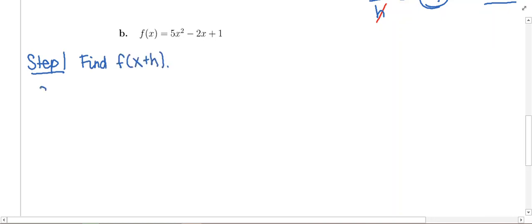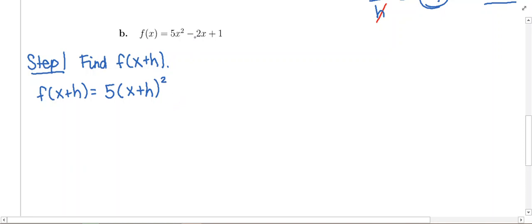All right, so f of x plus h is going to equal. We are going to go to our original function. Everywhere we see x, we replace with x plus h. So we're going to have 5 times, instead of multiplying by x squared, we're going to replace x with the package deal, x plus h, put it in parentheses, and we're going to square that. So instead of x squared, we have x plus h squared.